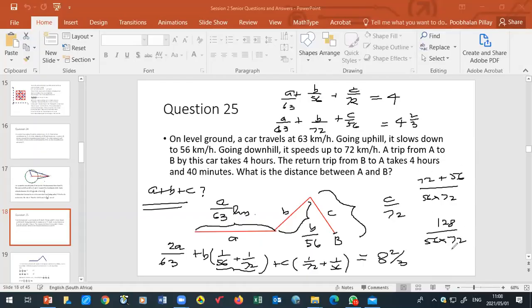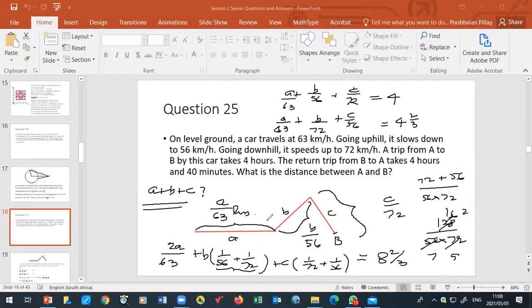72 plus 56. 8 goes into this 9 times. 8 goes into the 16 times. And 8 goes into the 7 times. And 8 goes 2 times. So you get 2 over 63. So this quantity here is 2 over 63.